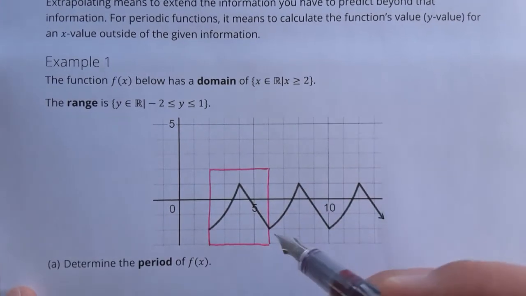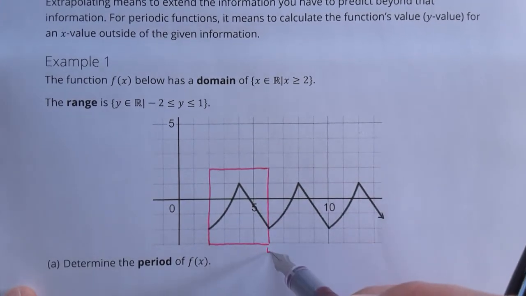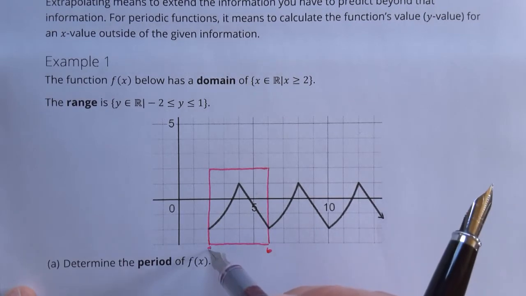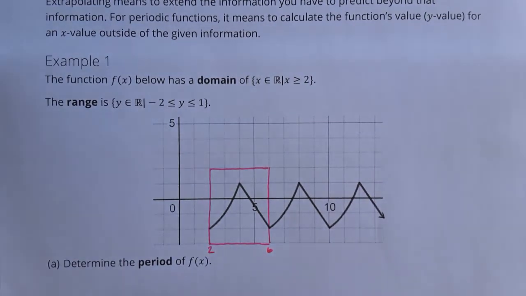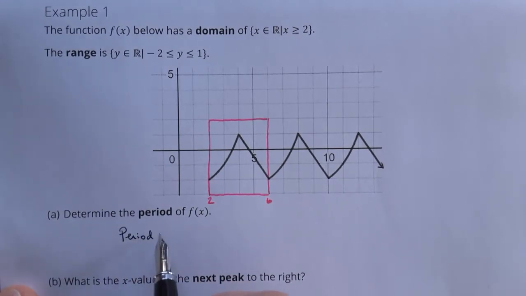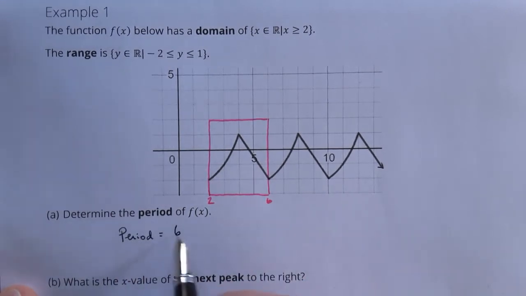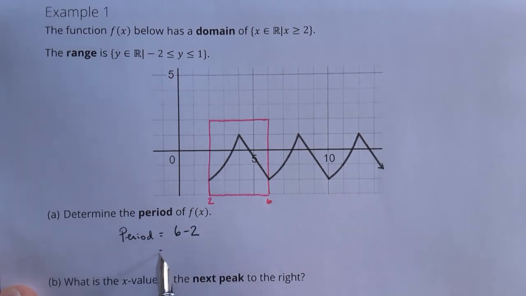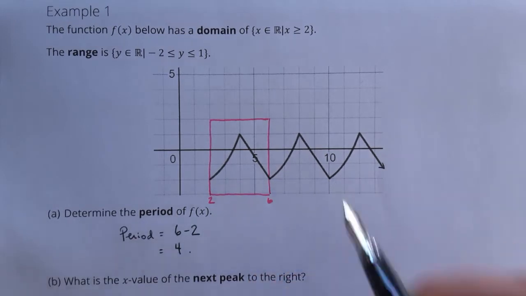So there's one cycle, and this is at an x value of 6, and this is at an x value of 2. And so the period is, I'll take this higher x value 6 and subtract the lower x value 2 to find out that the period is 4. That's how wide each one of these is.